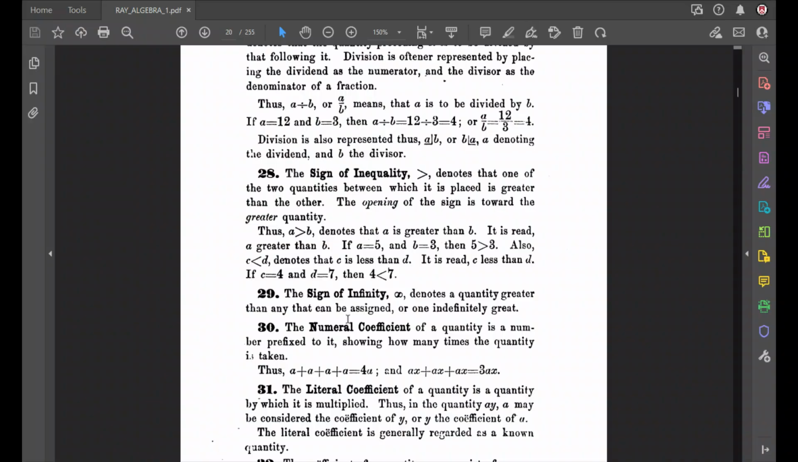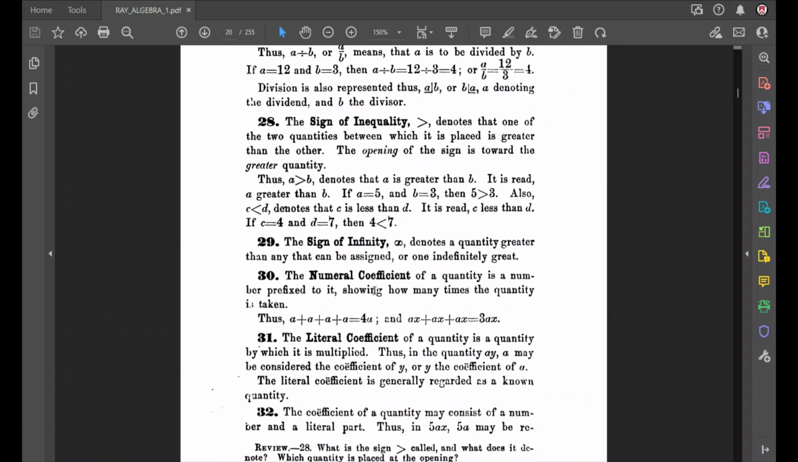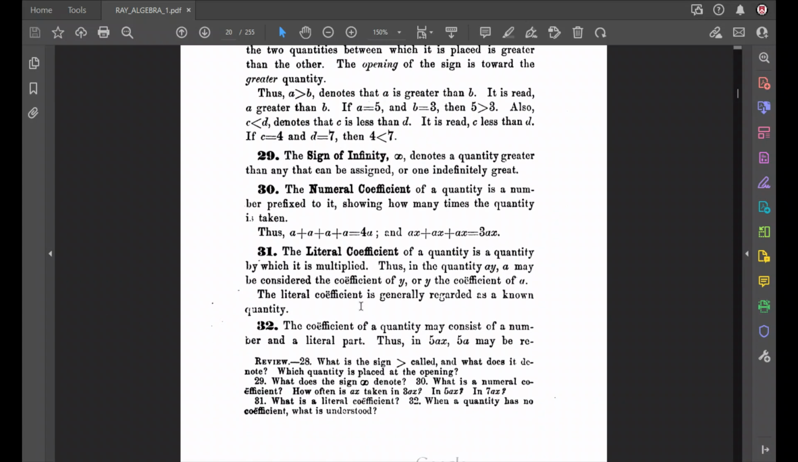We learned about the sign of infinity, which is like a sideways 8. The sign of infinity means a quantity that can't be numbered. It's infinite. We then talked about coefficients, and this is where I think I'd like to pick up with this lesson. I want to make sure that we didn't go through this too quickly in our last class.